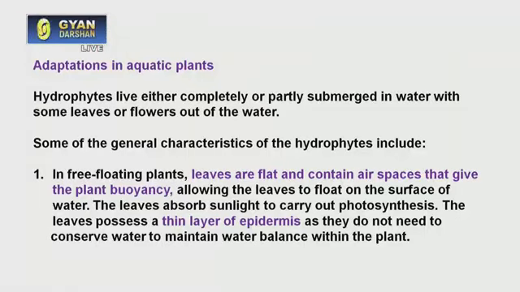Number 1, in free-floating plants, leaves are flat and contain air spaces that enable the plant to maintain buoyancy, allowing the leaves to float on the surface of water. The leaves absorb sunlight to carry out photosynthesis. Leaves possess a thin layer of epidermis, as they do not need to conserve water to maintain water balance within the plant. So, as I said, the leaves float on the water surface.